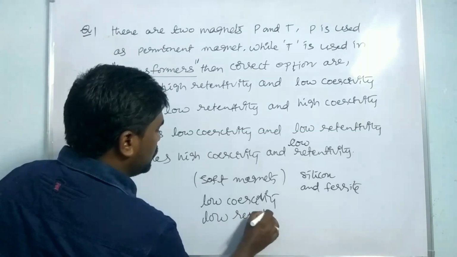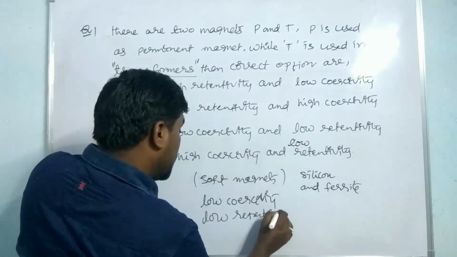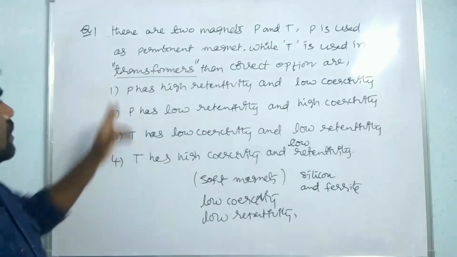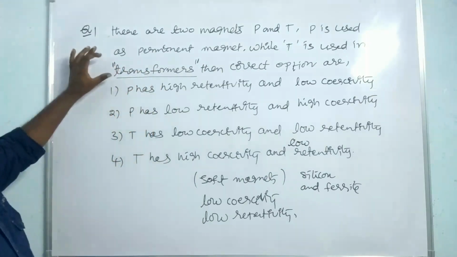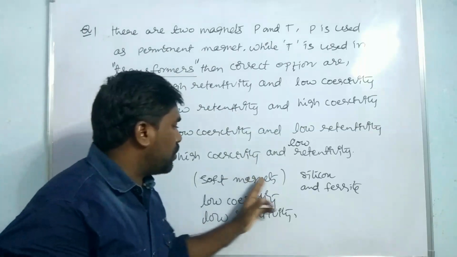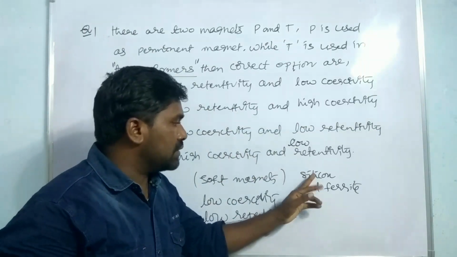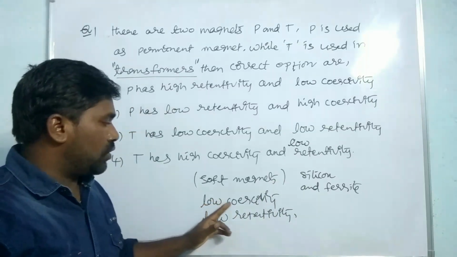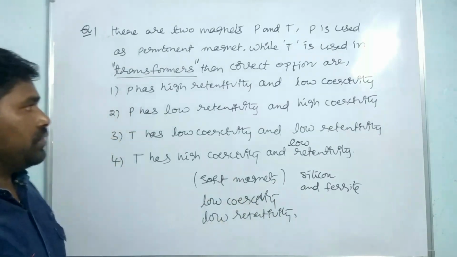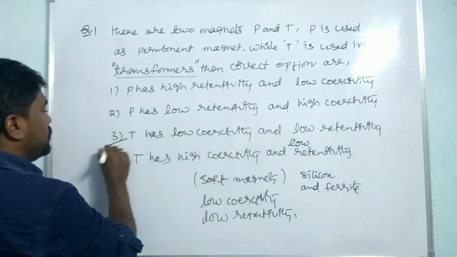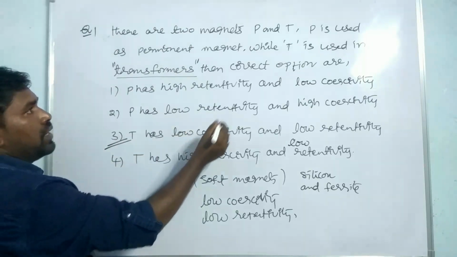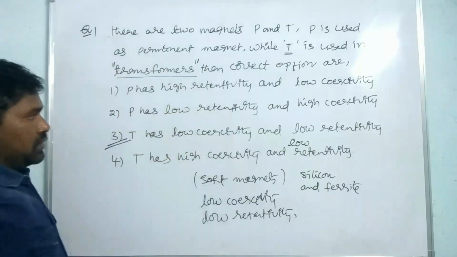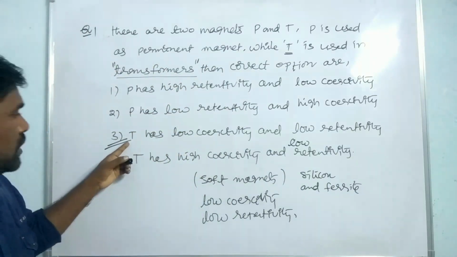So these two properties are needed for use in transformers. Magnets used in transformers are very soft magnets, like silicon and ferrite. They have the properties of low coercivity and low retentivity. That is why T is used in transformers, so you have to choose T.